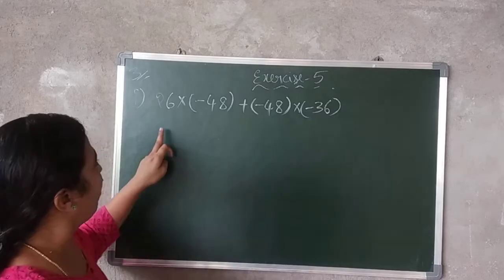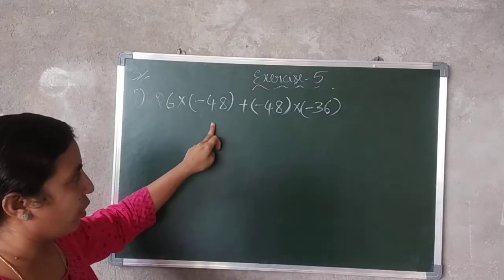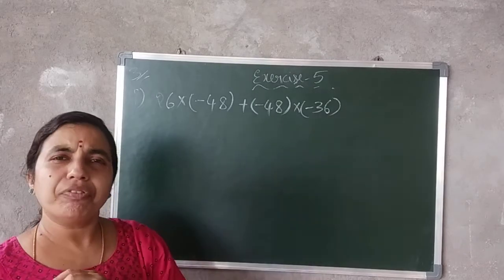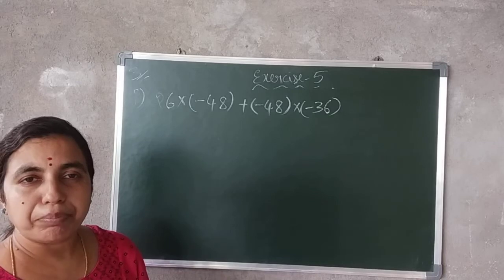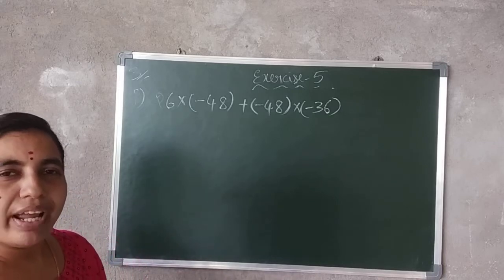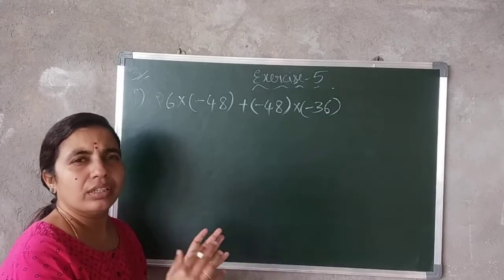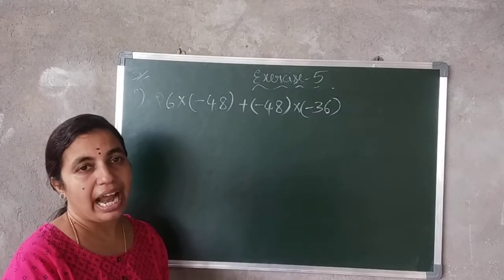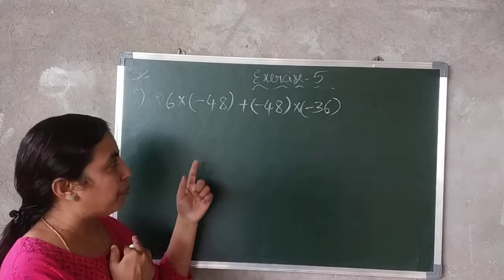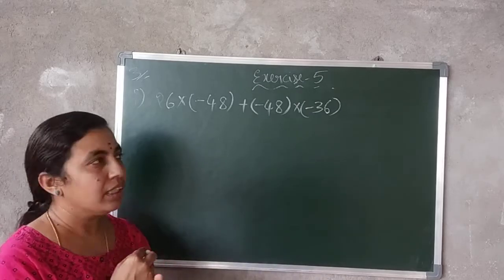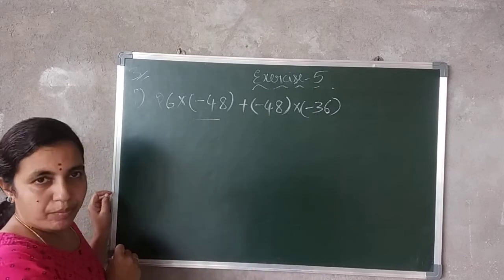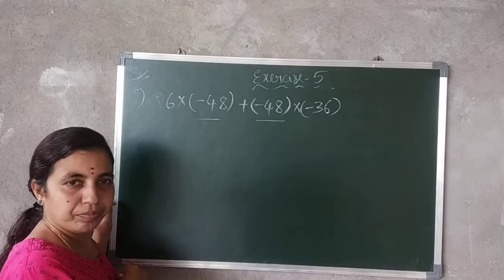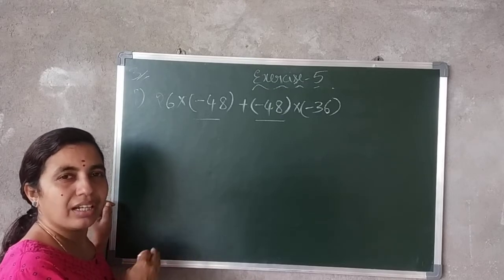Okay. So here what is given? 26 into minus 48 plus minus 48 into minus 36. If you observe this, do we have any common number in both the terms, both the products? Here we are adding 2 products. In the first we have minus 48, and in the second product also we have minus 48. Both are same.